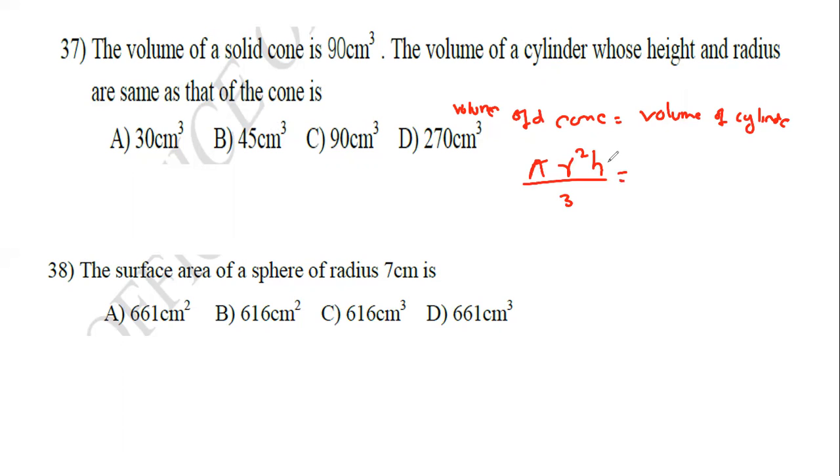And volume of the cylinder is pi r square h. Is it right? Now, pi r square h divided by 3 is equal to 90. So 90 is equal to pi r square h. So the volume of the cylinder whose height and radius are the same, then which option is right? Option C is correct.